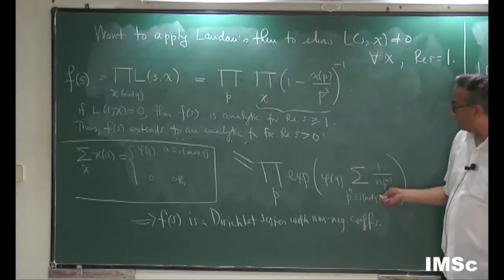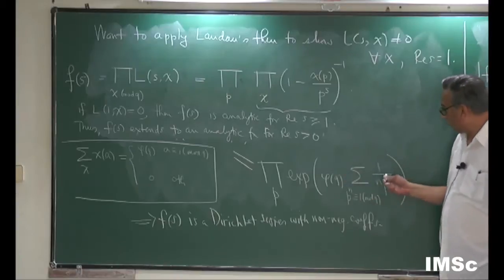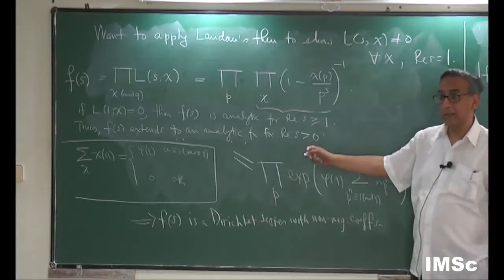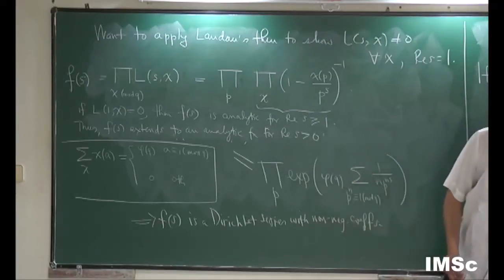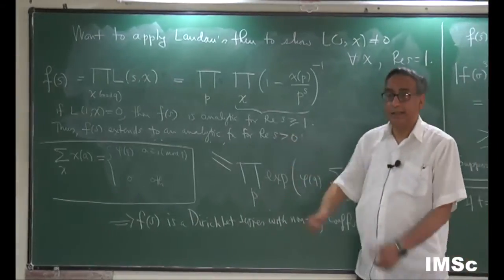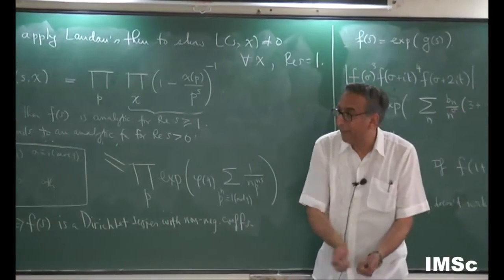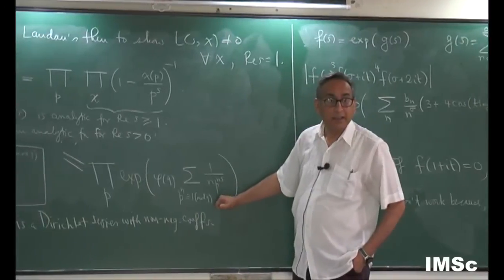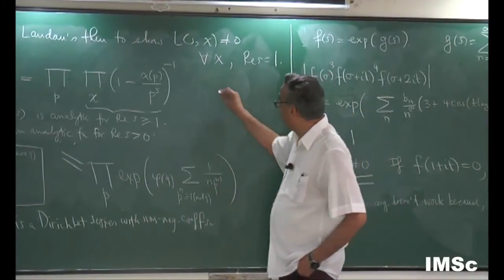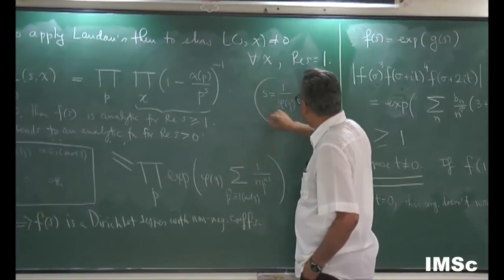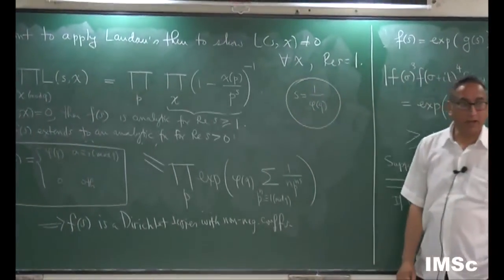That means, in particular, this Dirichlet series should converge for any number with real part s bigger than 0. By Landau's theorem, if you have an analytic continuation for real part s bigger than 0, the Dirichlet series actually converges there. So this Dirichlet series has to converge for any such point. In particular, it should converge for s equals 1 over phi of q, which seems to be a positive number.